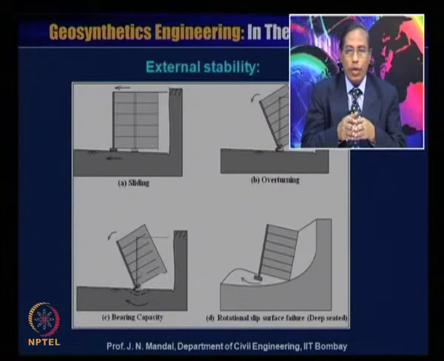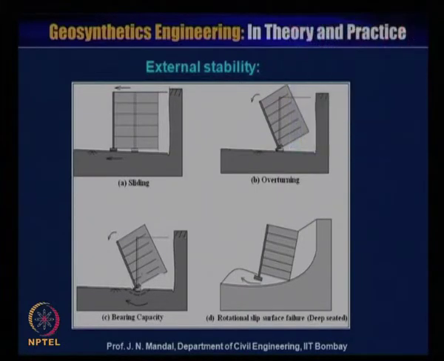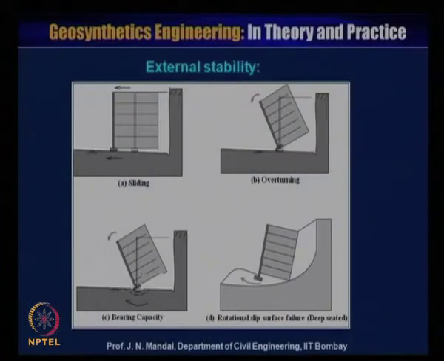And it is also required, though most of the time we do not consider it, to check the rotational slip surface failure, or deep seated failure, or global failure. We can see that the failure line passes beyond the reinforced zone. This also is required to check. So you need to check the factor of safety against global stability, or rotational slip surface stability, or deep seated stability.